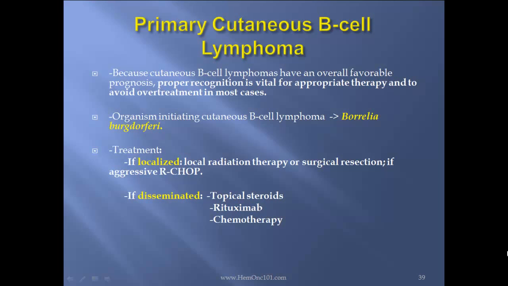Organism initiating cutaneous B-cell lymphoma can be Borrelia burgdorferi. Treatment if localized: local radiation therapy or surgical resection. If aggressive, R-CHOP. If disseminated, topical steroids, rituximab, and chemotherapy.